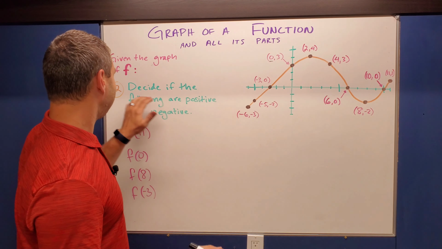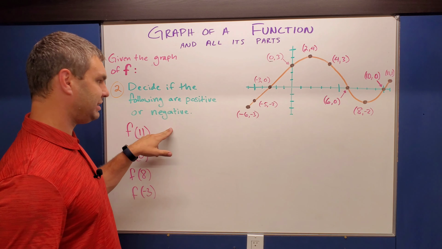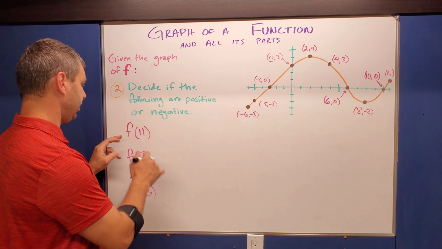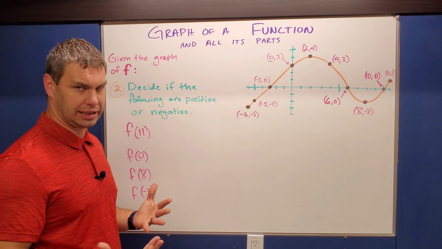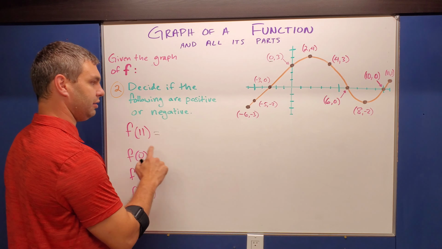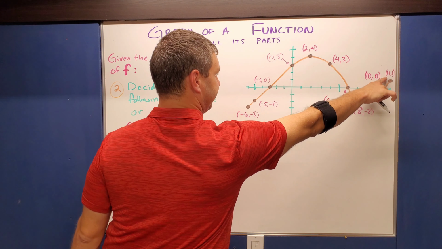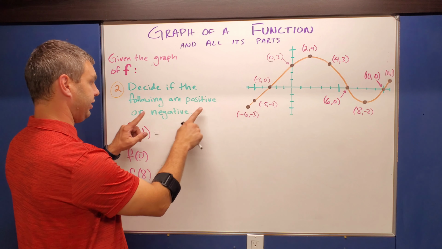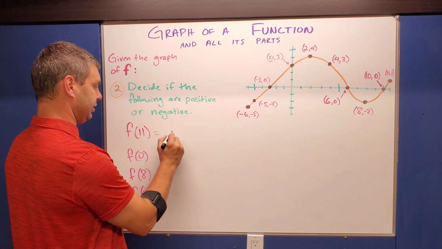This next one says, decide if the following are positive or negative, again given the same graph of our function f. So it says f of 11, very similar to the last few that we did. When it's at 11 here, that's the x value. The output is 1, or a positive 1. We're deciding if it's positive or negative. So in this case, it's going to be positive.